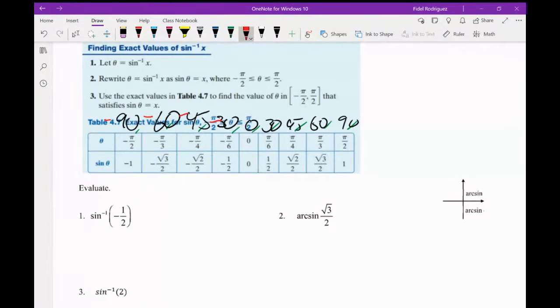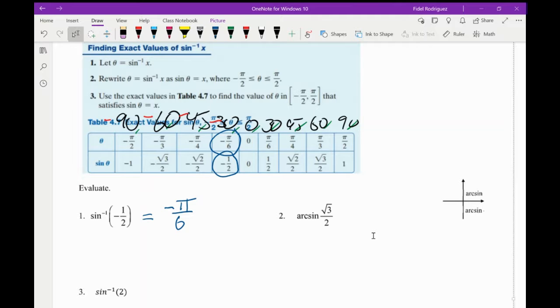Sine inverse of -1/2. All that's asking me to do is come over here and say, when is the sine equal to negative 1/2? At what value? Negative pi over 6. That's all you're doing. So if I know what the sine of negative pi over 6 is, then I can find the sine inverse of negative 1/2. Okay, arc sine, remember, same thing as sine inverse.